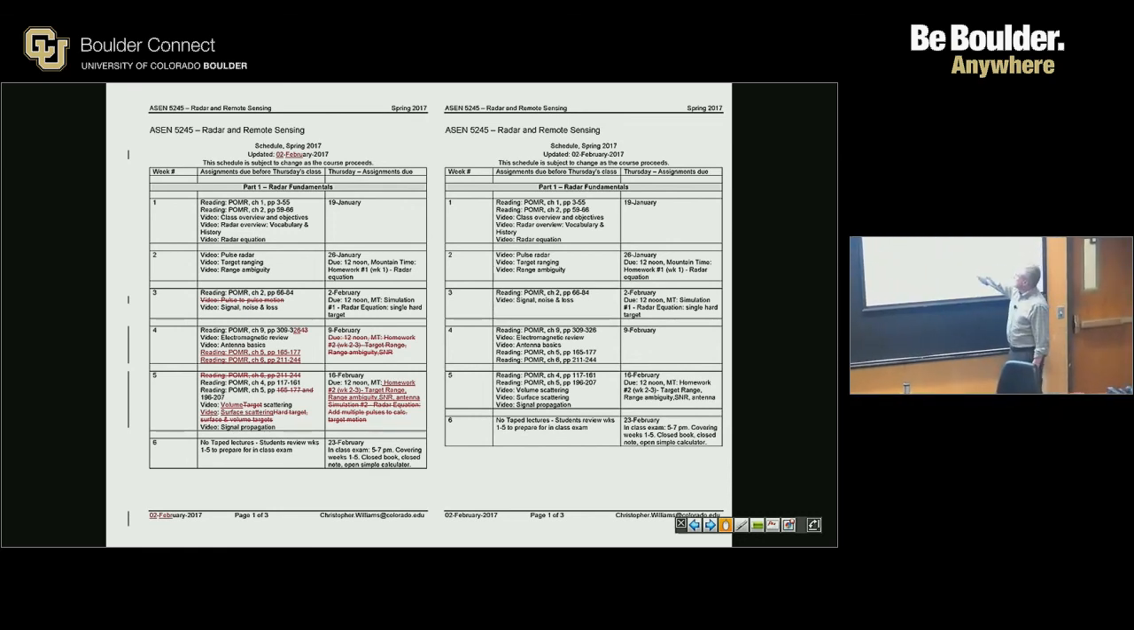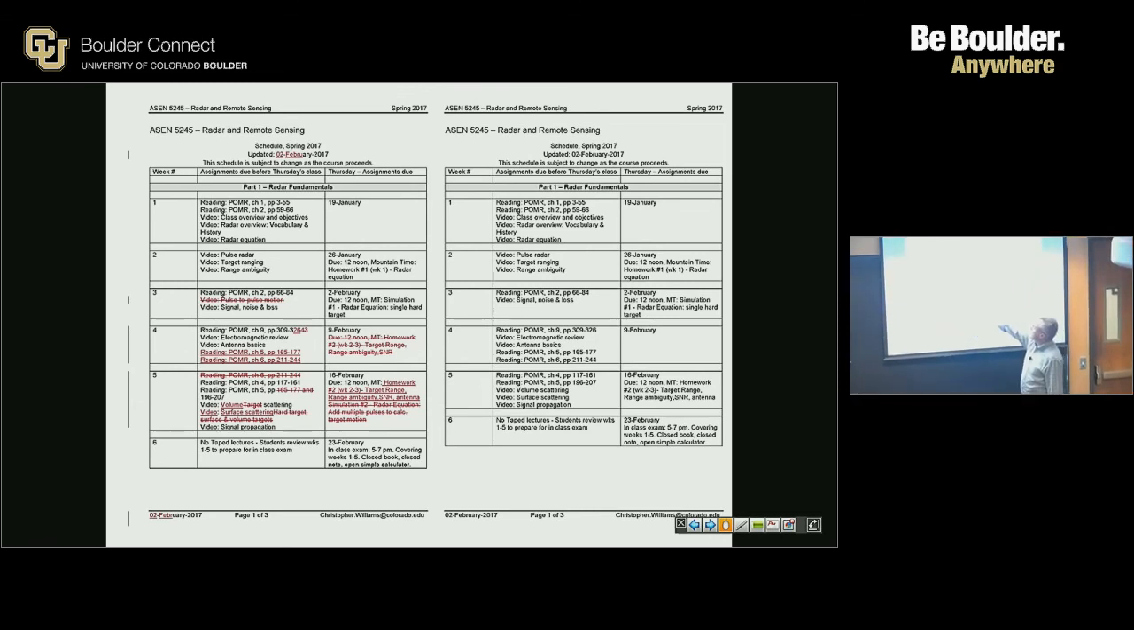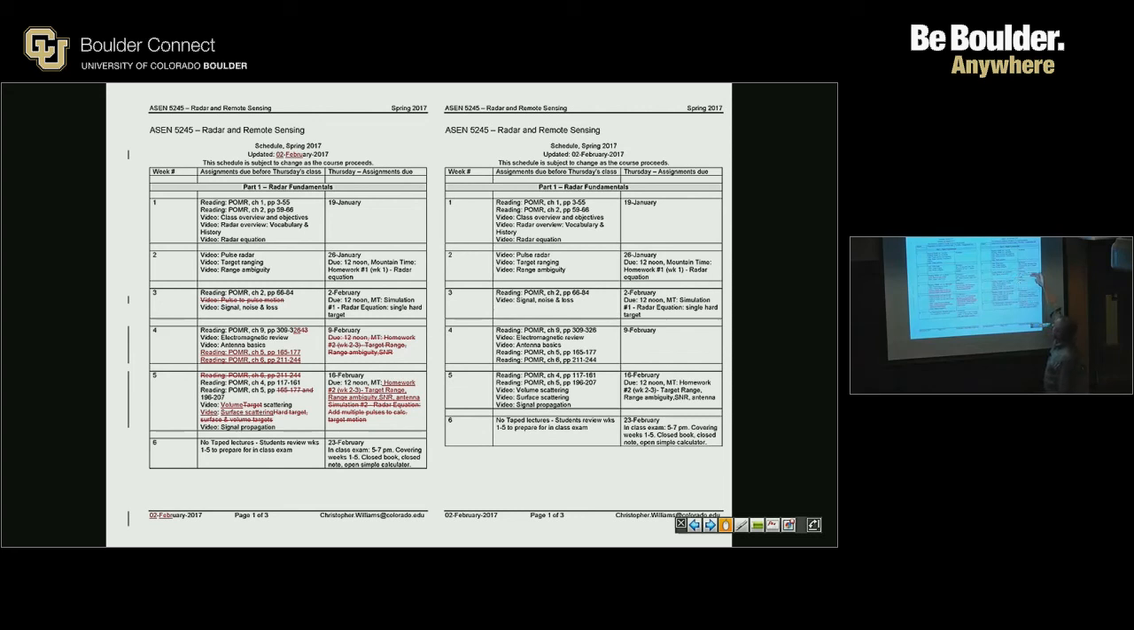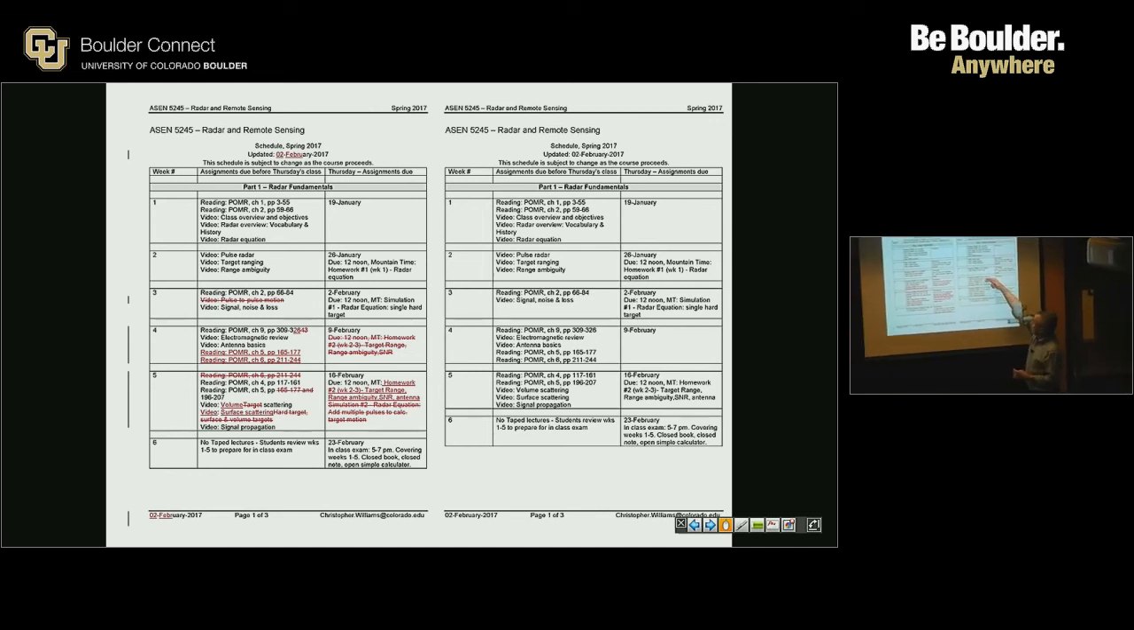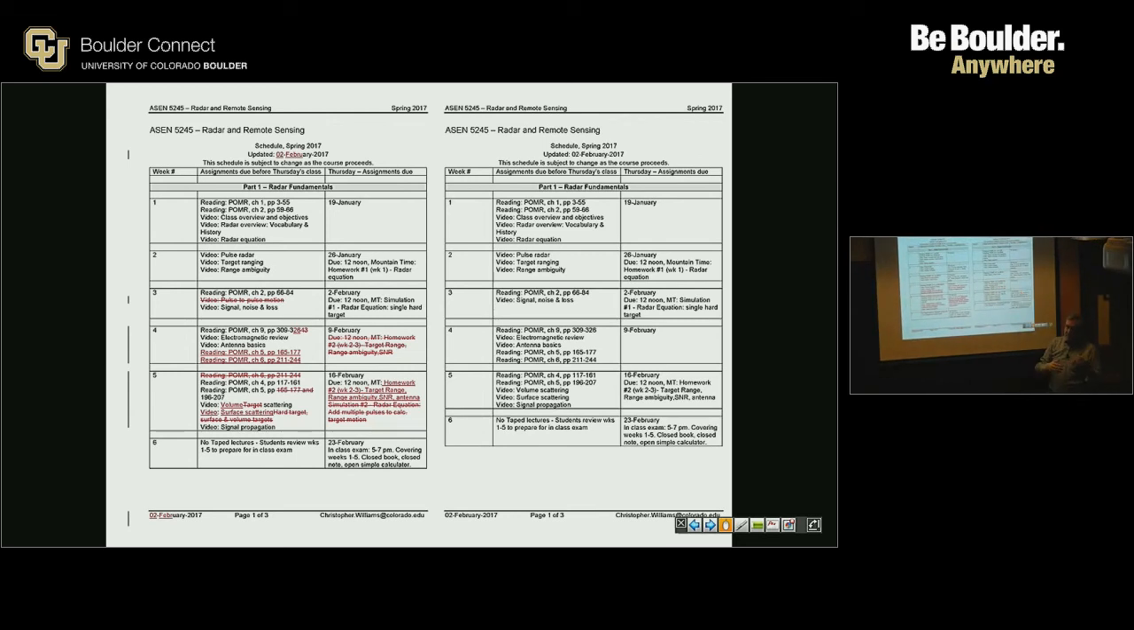On D2L, these are the 2 documents that have the schedule. What's in red are the changes, and this is the cleaned up version if you just want to look at it clean. We are at this point here. You submitted the simulation, and I'll create a video on electromagnetic review. I want to make sure that my syntax is the same as the syntax used in the book. Then we'll cover radar antenna basics. We'll get into more detail on antennas and phasing after the exam. Then we'll have a homework due in 2 weeks, and then the in-class exam.